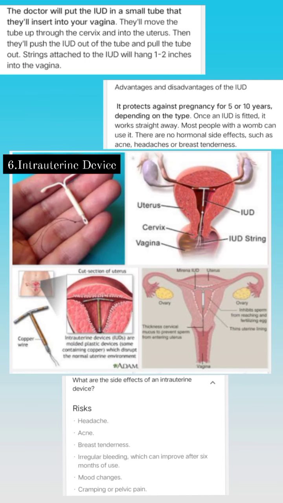Number 6. Intrauterine device. Use. The doctor will put the IUD in a small tube that they insert into your vagina.